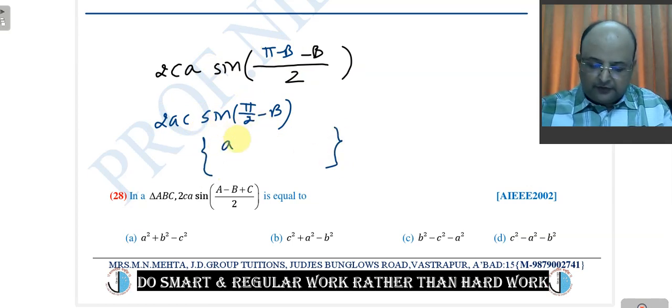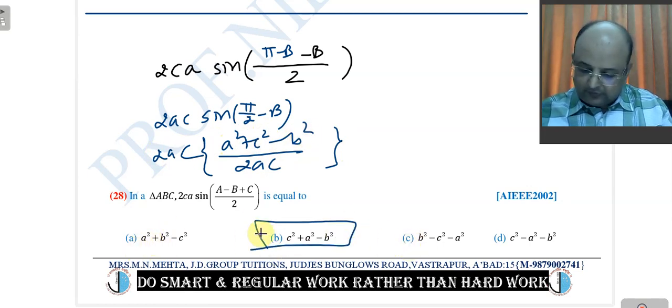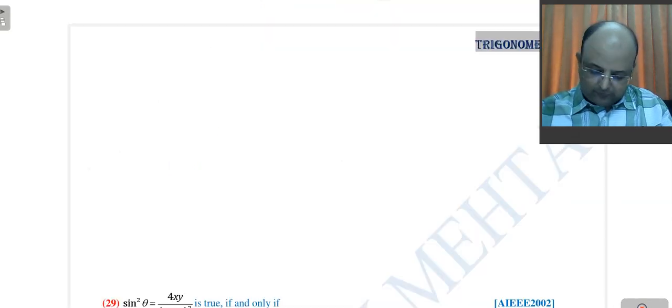Yeah, cos B is A square plus C square minus B square upon 2AC, which will be cancelled with this 2AC. So answer left is A square plus C square minus B square. Yes, it is here. A square plus C square minus B square. So that is 28. We go for 29.